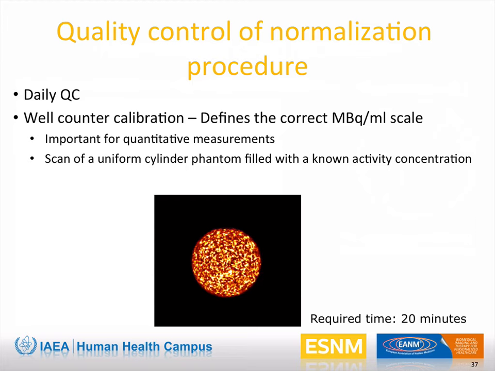The verification of the correctness of the normalization procedure is part of the daily quality control for a PET system. The same phantom acquisition can also be used for the quantitative calibration of a PET system. That means the appropriate conversion from counts to megabecquerel per milliliter in a PET image. That is possible when the cylinder phantom is filled with a known activity concentration.